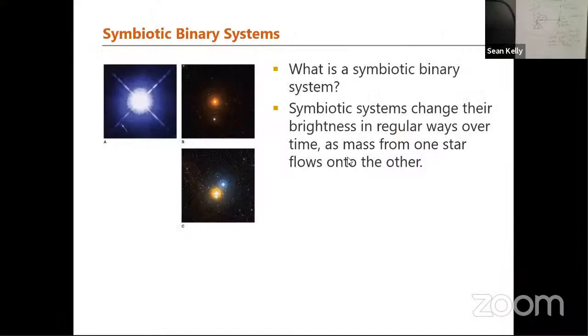So the name that we give this is a symbiotic binary system. And symbiosis means they feed each other, right? They depend on one another, rather. And so symbiotic systems change their brightness in regular ways over time as mass flows from one star onto the other, okay? So from the red giant onto the white dwarf, that's the direction that the mass is flowing. And every time it does, you get a flash called a nova.